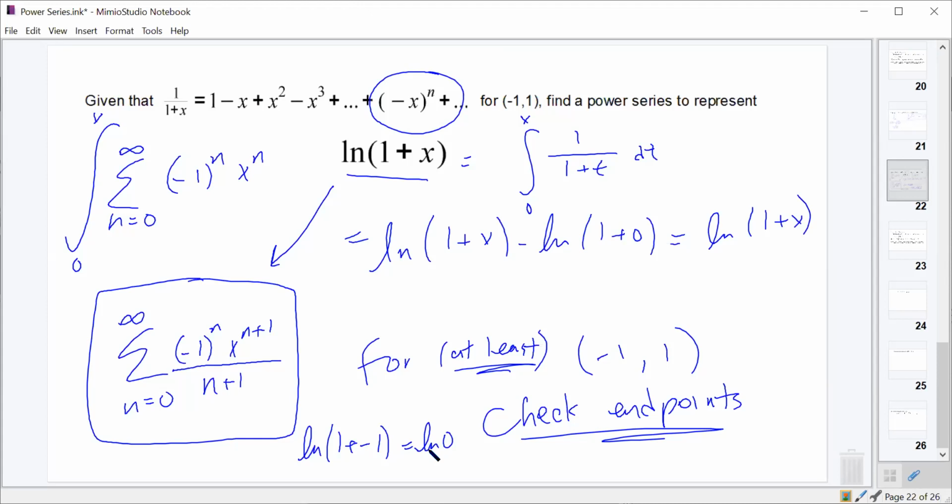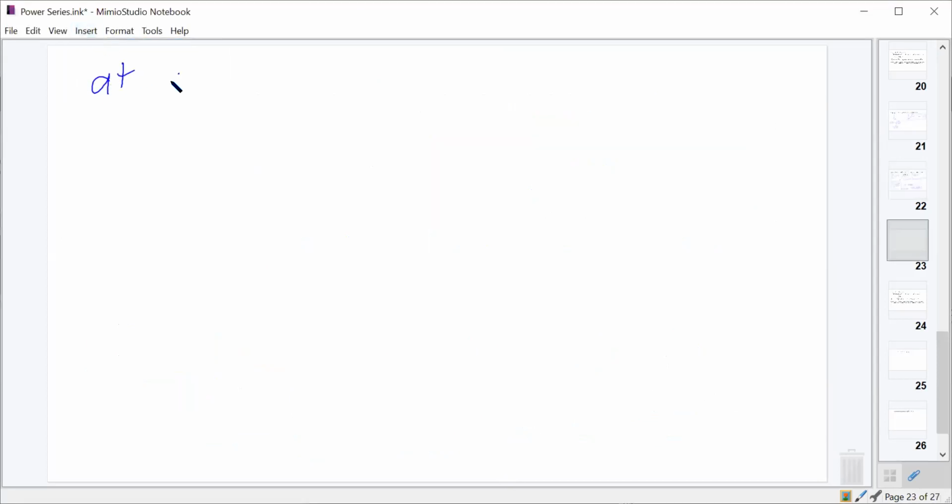Does the natural log of 0 exist? No, it does not. So therefore, it's certainly not going to converge at negative 1 because our function doesn't even have a value at negative 1. But what about at 1?